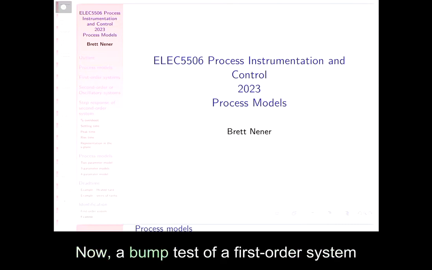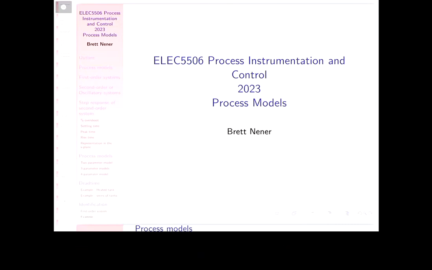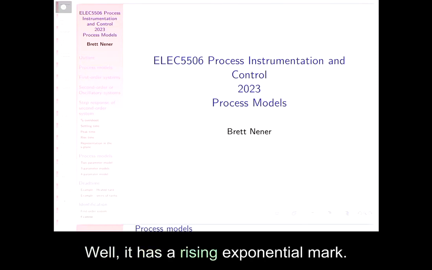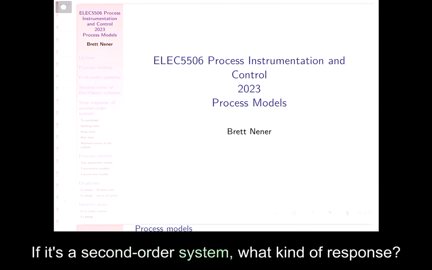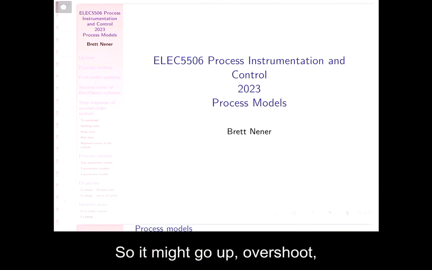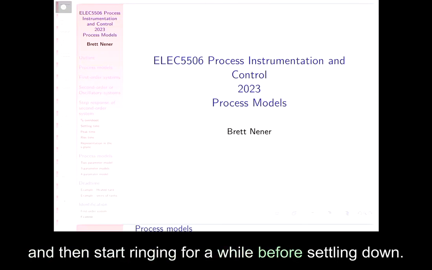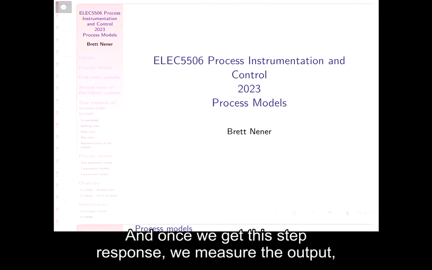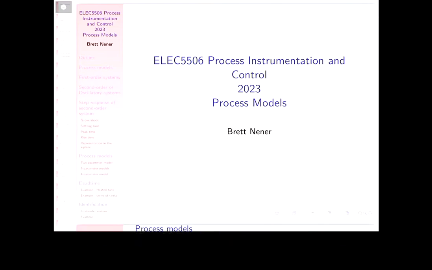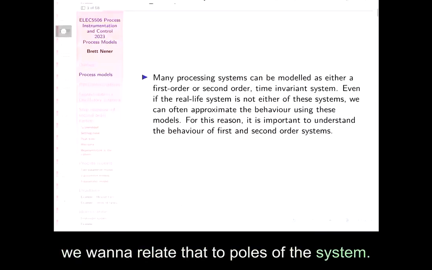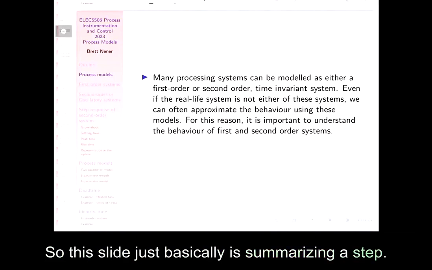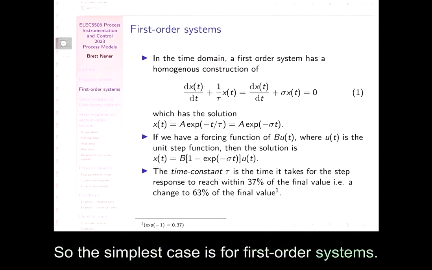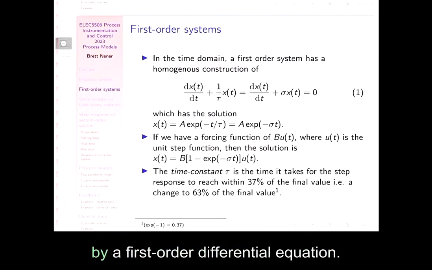Now, a bump test of a first-order system has what sort of response? Well, it has a rising exponential. If it's a second-order system, what kind of response? So it might go up, overshoot, and then start ringing for a while before settling down, right? So they're the two types that we're going to look at. And once we get this step response, we measure the output. We want to relate that to poles of the system. So this slide just basically is summarizing the steps. So the simplest case is first-order systems. So first-order systems can be described by a first-order differential equation.